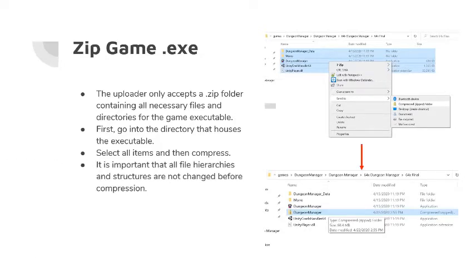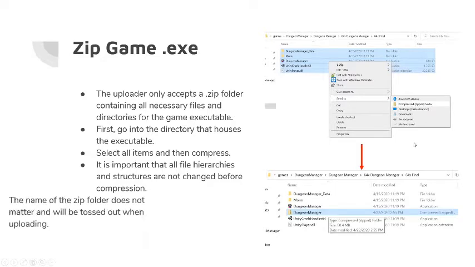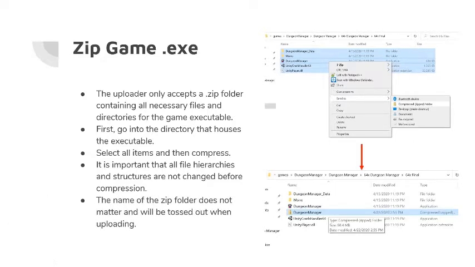It's important that all the file hierarchies and structures are not changed before compression, so just keep everything the same, because if anything changes, it potentially could break the executable and it won't run. And if it doesn't run on your computer, it's not going to run on the cabinet. Also, the name of the zip folder doesn't matter once it's created, because the name will just be tossed out.